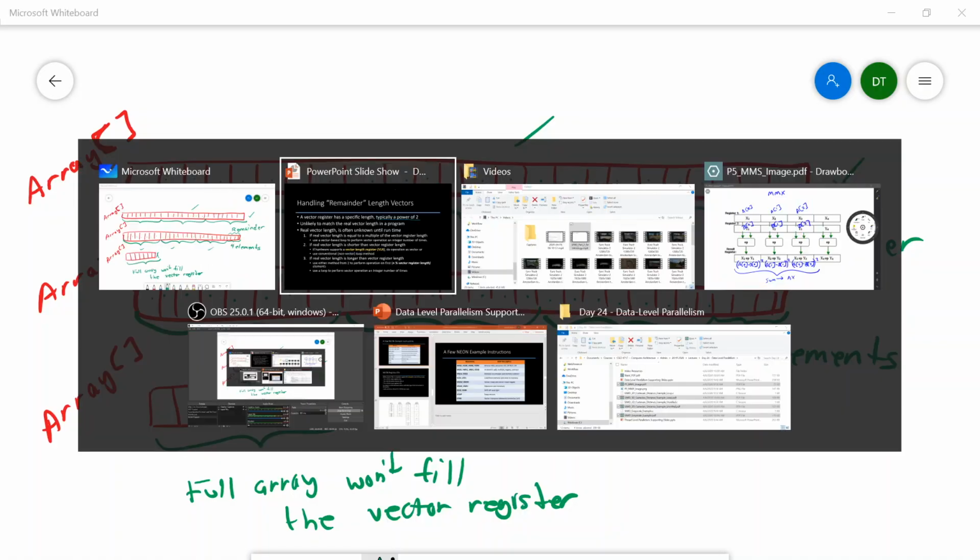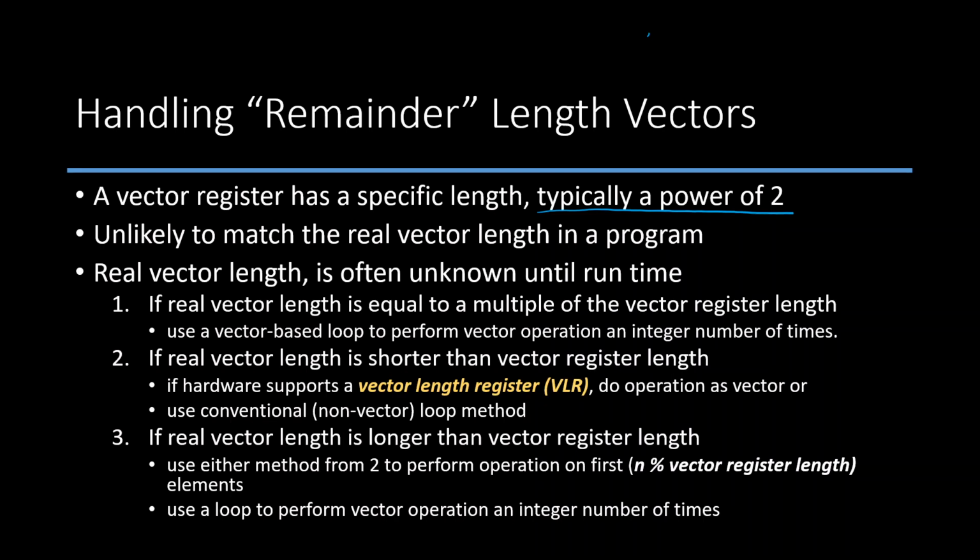And so there are a couple of ways that we can handle this. First of all, if the vector's actual length is equal to a multiple of the vector's register length, well, cool. We'll just use a vector-based loop and perform the operation as we would.